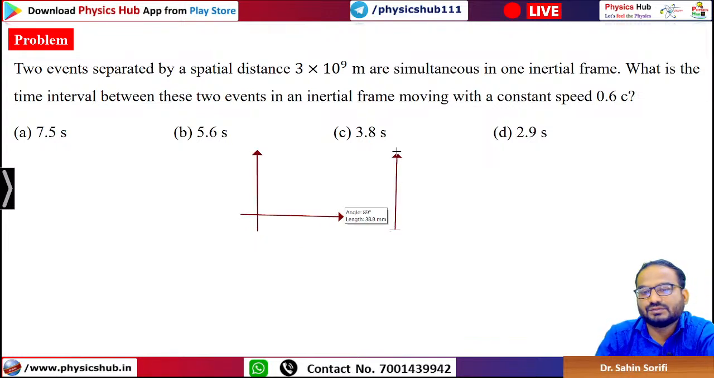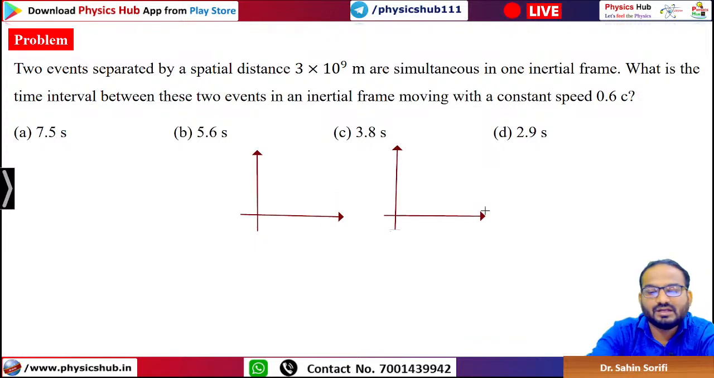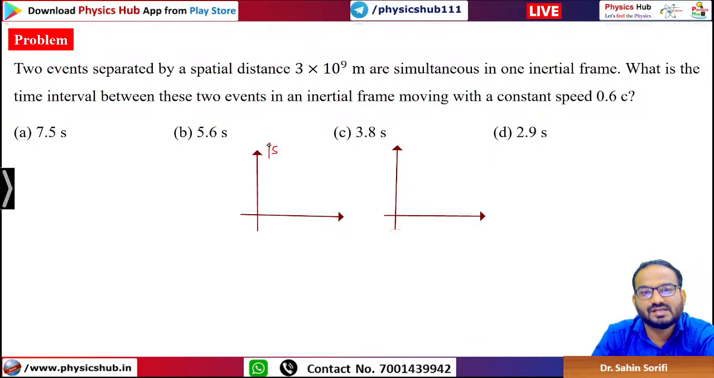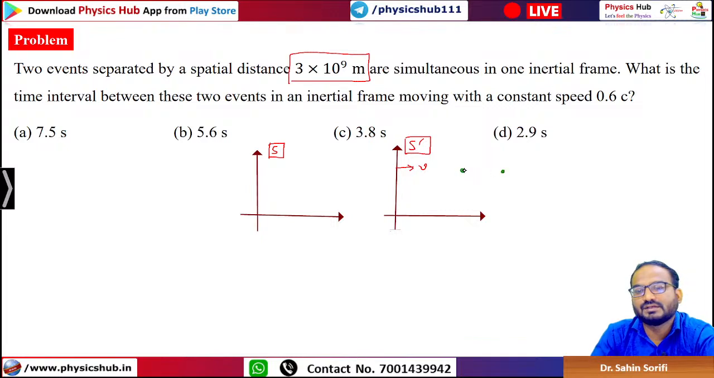You always need two frames, because in STR we will always deal with inertial frames. S frame is the rest frame, S prime frame is moving with velocity v. So two events separated by a spatial distance of 3 × 10⁹ meter, let's take two events. This is one event, this is another event. They are simultaneous in one inertial frame. It does not say which one. What is the time interval between these two events in an inertial frame moving with a constant speed 0.6 c?